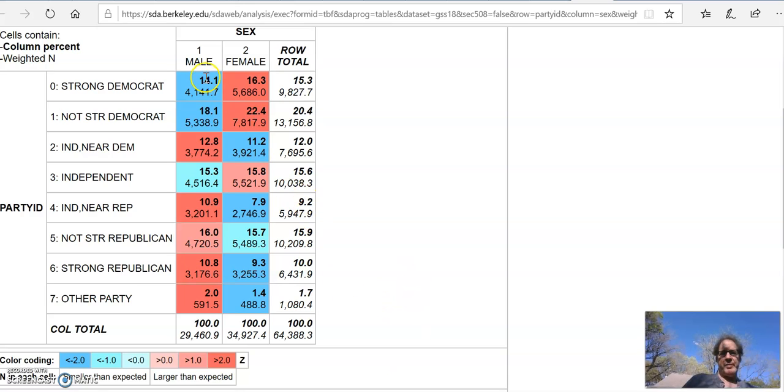Note that the differences between men and women, when we compare these percentages across rows, are not much. About 2% in this row, about 4% in this row, only 0.5% in that row, 2%, less than 1%. So if we compare each of these rows, there's very little difference between men and women. The biggest one is this one here, where it's a little bit more than 4%. These are Democrats, but not strong Democrats, and more women are not strong Democrats than men.